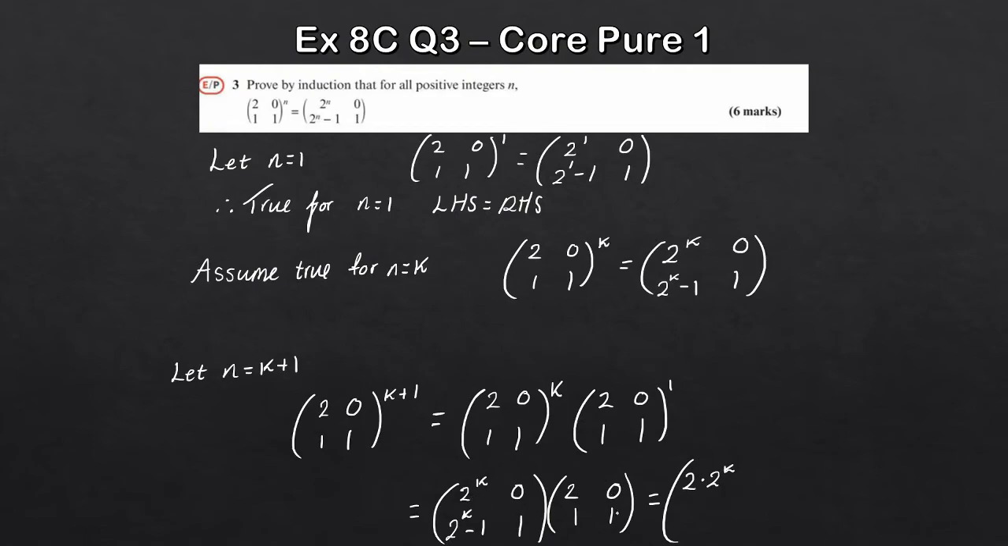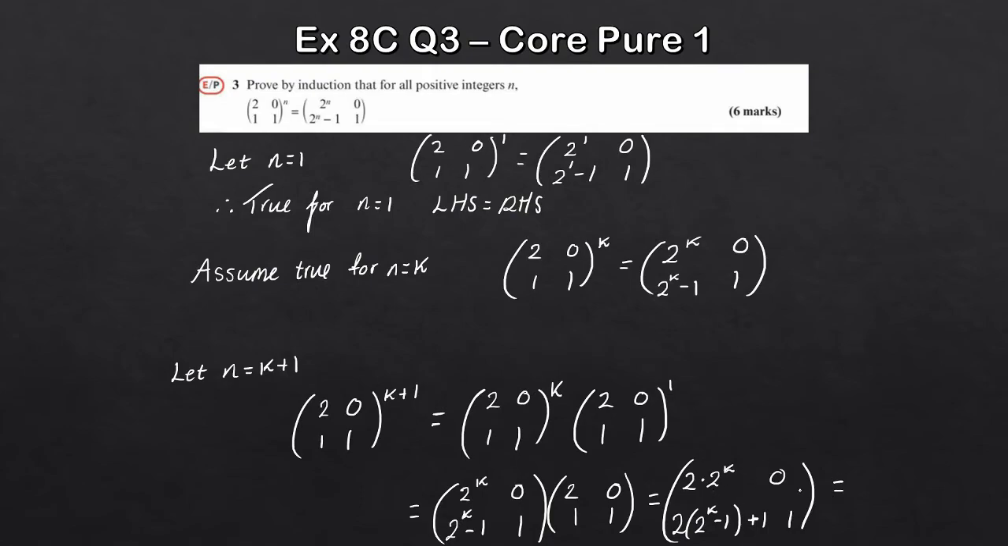This row by this column, well, 2 to the k times 0 is 0. 0 times 1 is 0, so that's just 0. 2 to the k minus 1 times 2. So that's 2 lots of 2 to the k minus 1. And then we also have 1 times 1. Okay, so that's plus 1 there. Hopefully I don't run out of room. And then finally, this row here times this column, so that's 0. And then 1 times 1 is just 1 there. Okay, at this stage, we just need to simplify this.